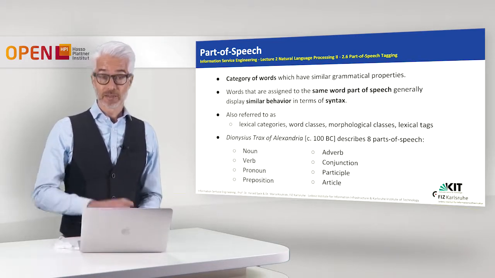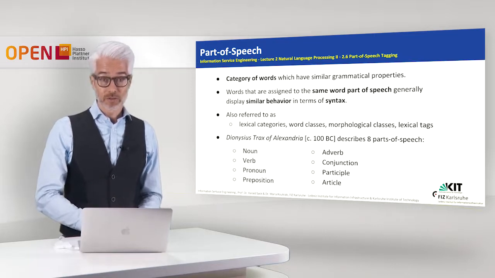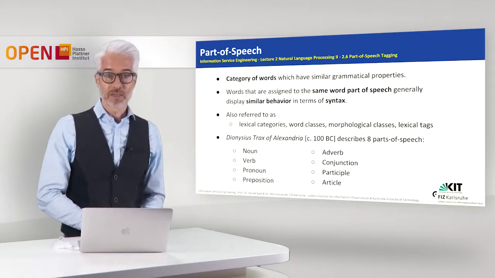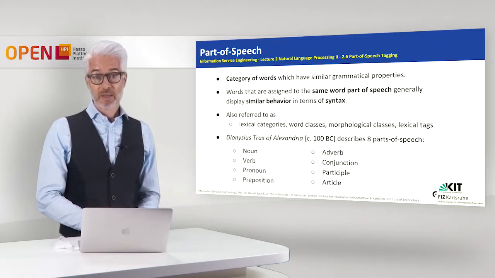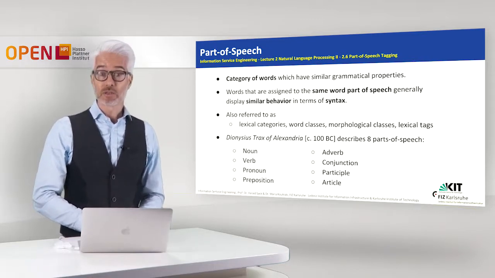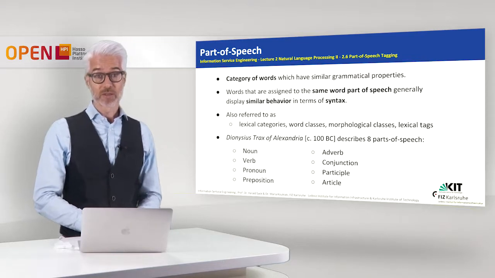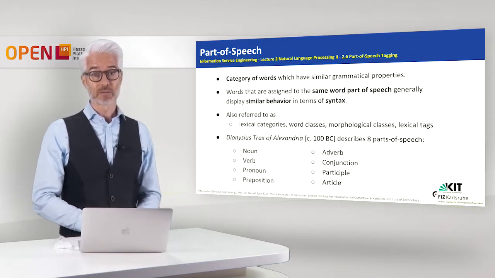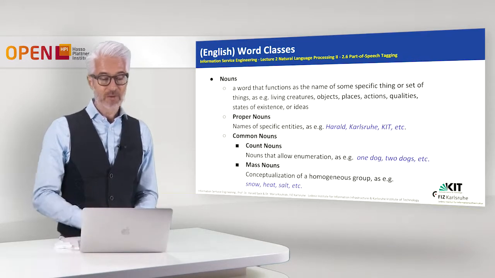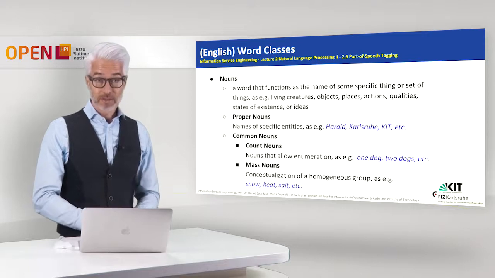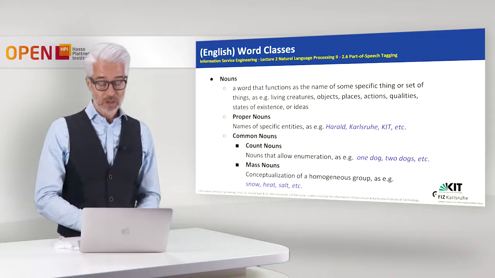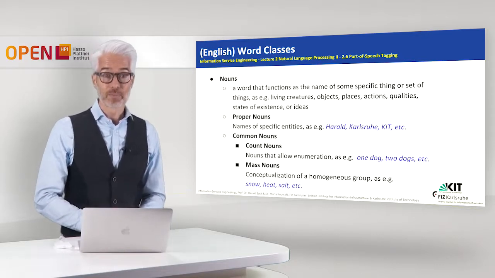Part-of-speech tagging, or the categorization of these words, is rather old. Already in antiquity there was Dionysius Thrax of Alexandria around 100 BC. He described 8 different parts of speech, so he already distinguished nouns from verbs, pronouns, prepositions, adverbs, conjunctions, participles and articles. Okay, but let's see how this has further developed. First of all, let's take a look at a few of the word categories. So this means we make a short detour and look at some linguistic basics.